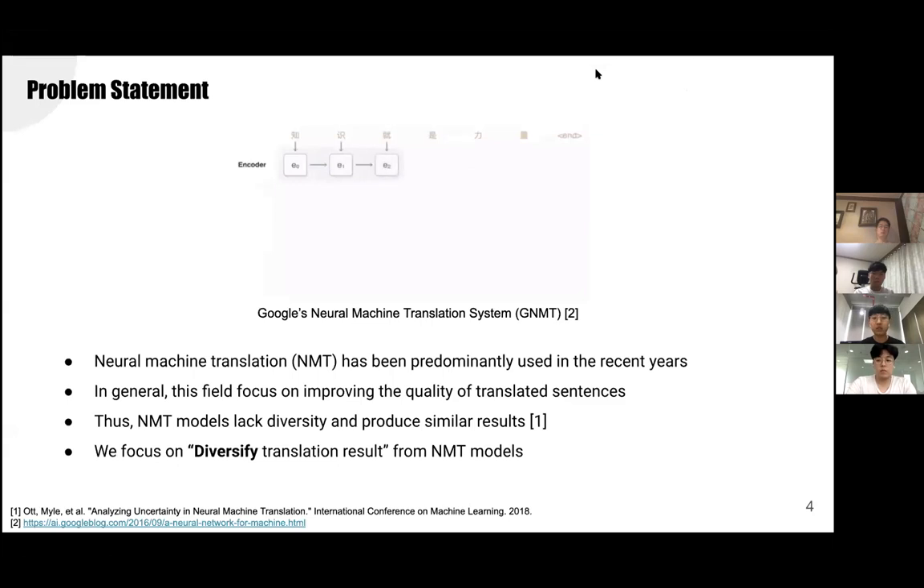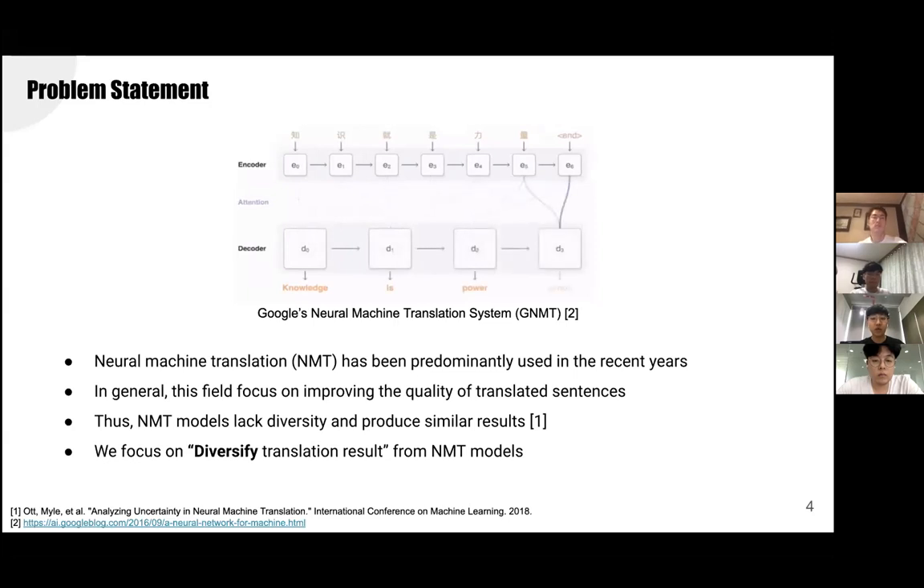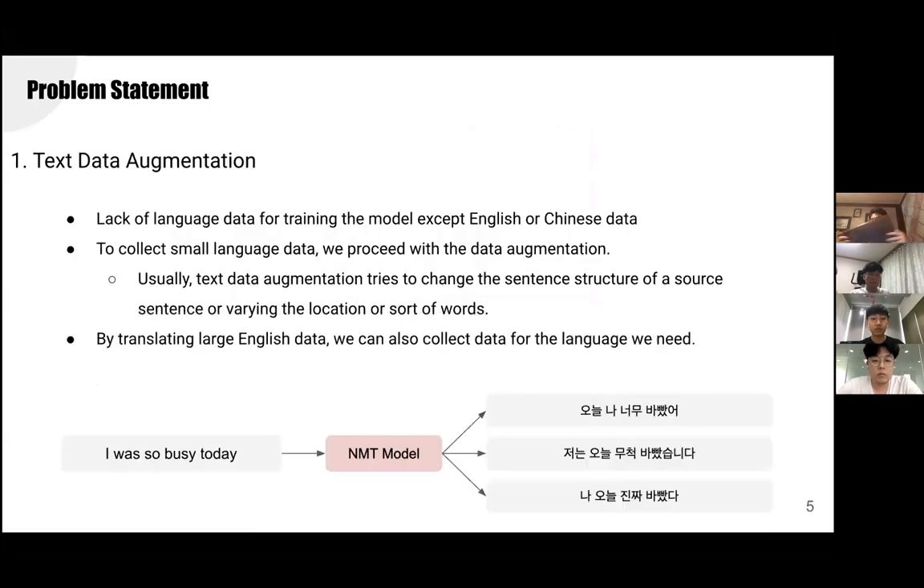In general, many studies of neural machine translation have been conducted to improve the quality of translation. In those cases, neural machine translation models generate similar results. Separately, however, some studies are ongoing to increase the diversity of translation while maintaining the quality. So we focus on this, diversifying translation results.